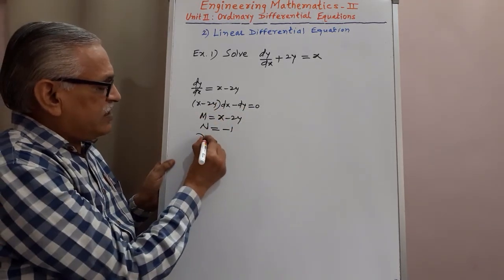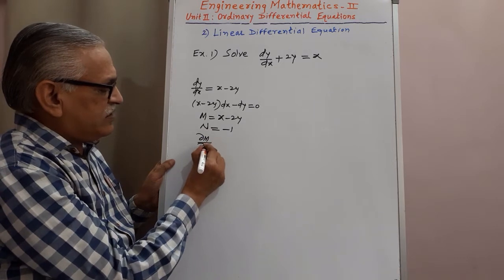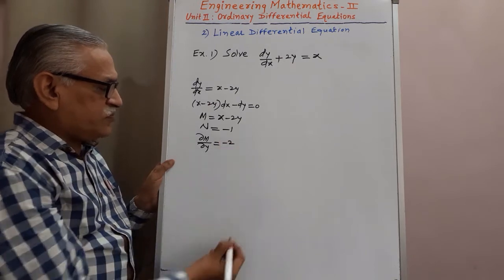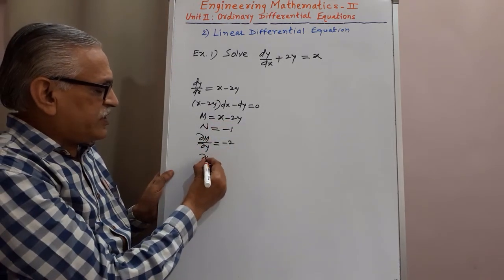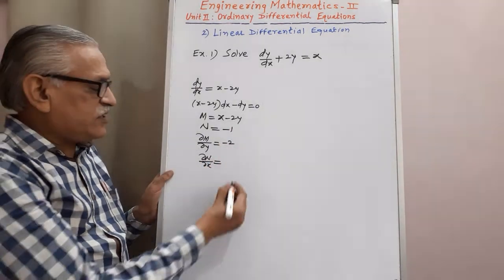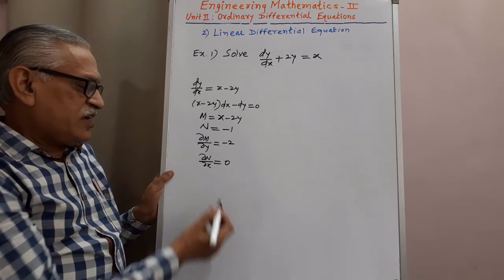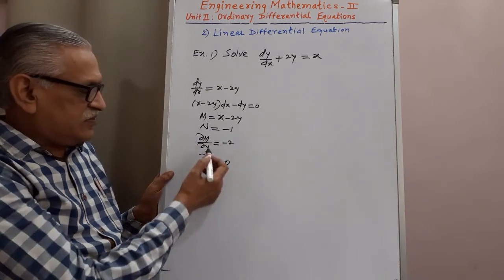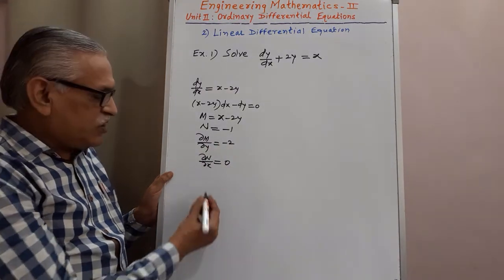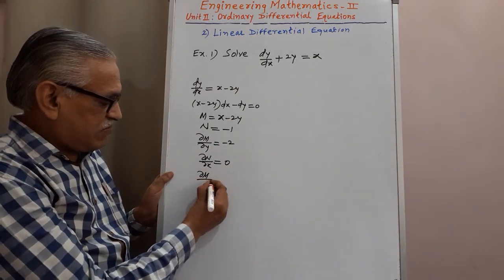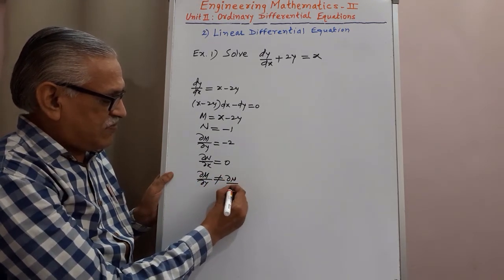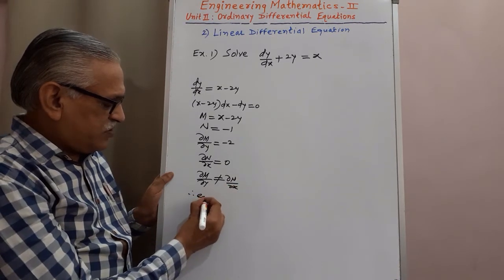Then differentiating m with respect to y, keeping x constant, its derivative is minus 2. Differentiating n with respect to x, n is a constant term, therefore its derivative with respect to x is 0. And check whether the values are equal or not. Here dou m by dou y is not equal to dou n by dou x. And therefore the equation is not exact.